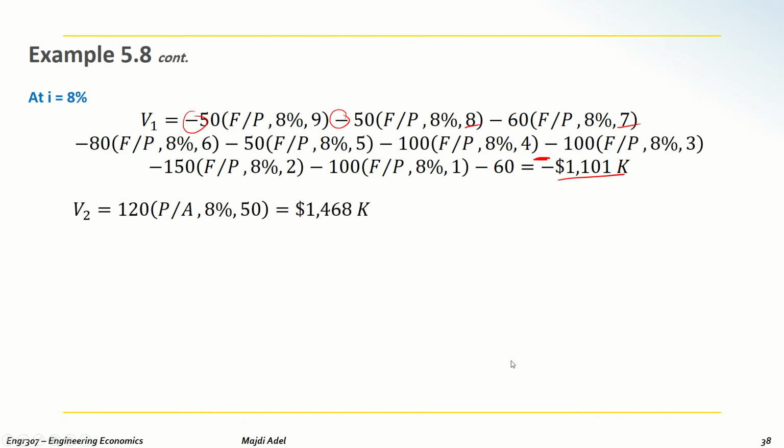And V2, which is the annual uniform cash flow, calculate P given A at 8% and 50 years, 120 multiplied by this factor is going to be $1,468,000. So the present value of this investment is $367,000. This value is calculated, this is the present worth.